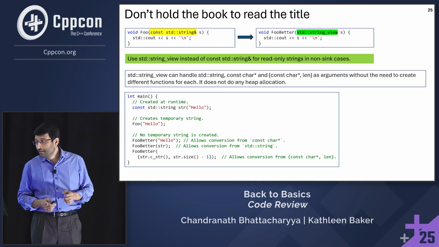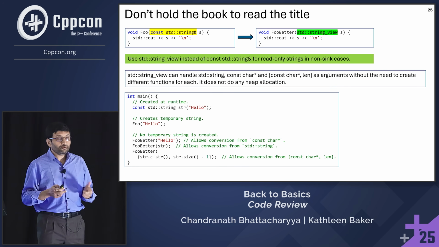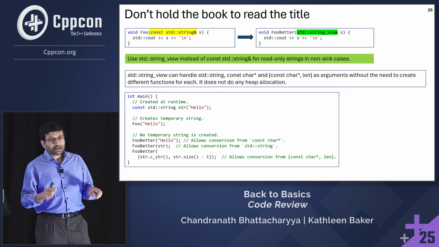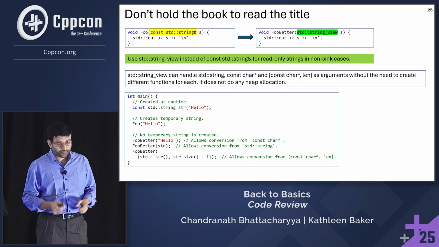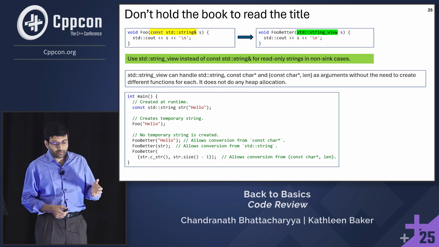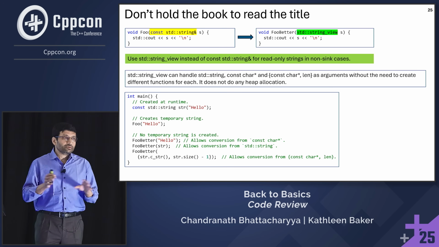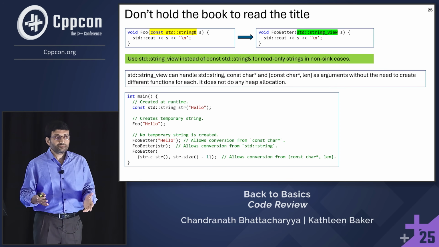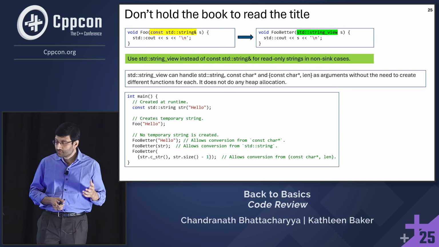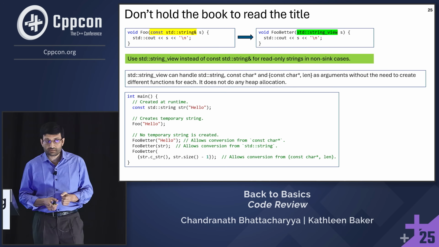Let's look at some code. So what you can see over here is the first one, foo, hello. That one actually creates a temporary string. The other three calls below, foo better with hello, foo better with string, and foo better with the pointer and the range, those don't actually create any string, it just creates a string_view, so there is no allocation going on. So that's why a single function can handle all these different scenarios.